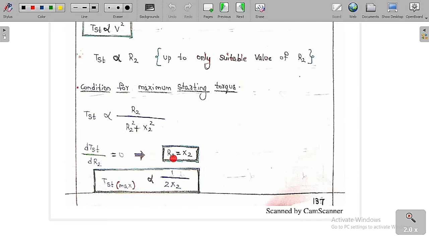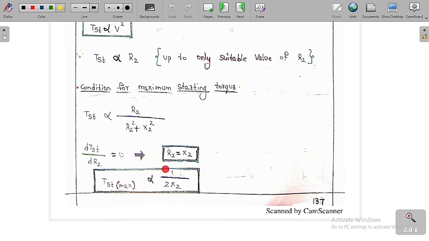If you solve this one, we are going to get R2 is equal to X2. So R2 is equal to X2. At this condition we are going to get the starting torque as a maximum value. So for the maximum starting torque, the condition is whenever R2 is equal to X2. So the maximum value of starting torque is directly proportional to 1 by 2X2.